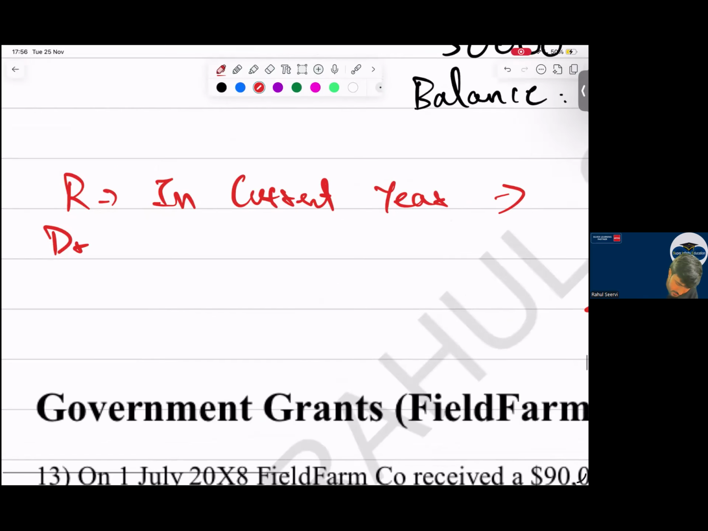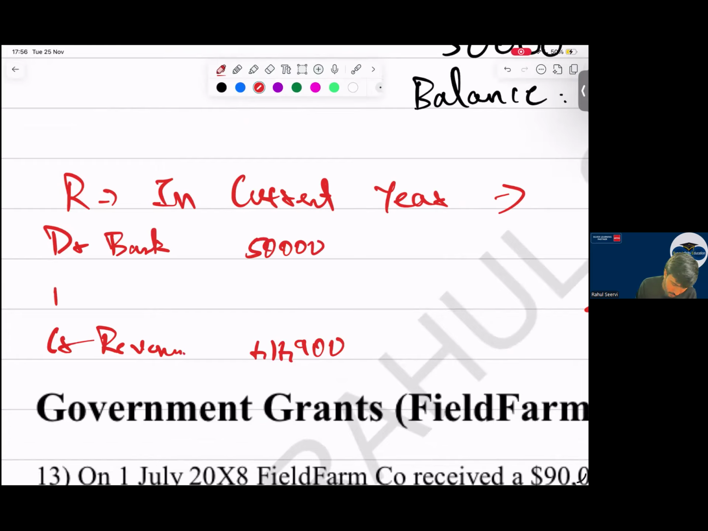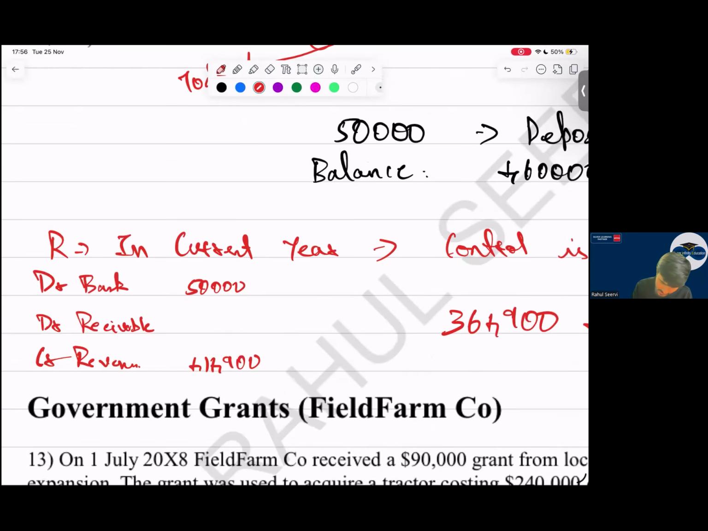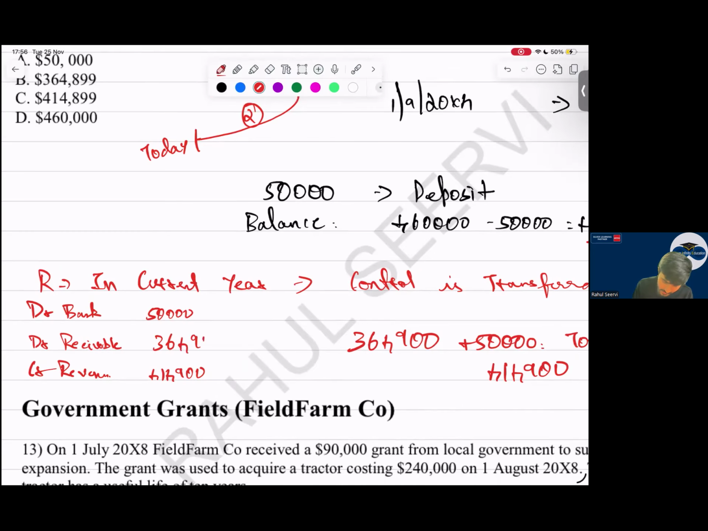So what is the journal entry we pass? See, debit, credit. Debit bank account, 50,000 coming in, and the remaining will be your receivable, that is 3,64,900. For this, what will we do in future years? We will unwind it, and when I unwind it, will it be an interest expense or interest income? It will be interest income because it is a receivable. And where will we recognize this interest income? This income will be recognized in the operating category.